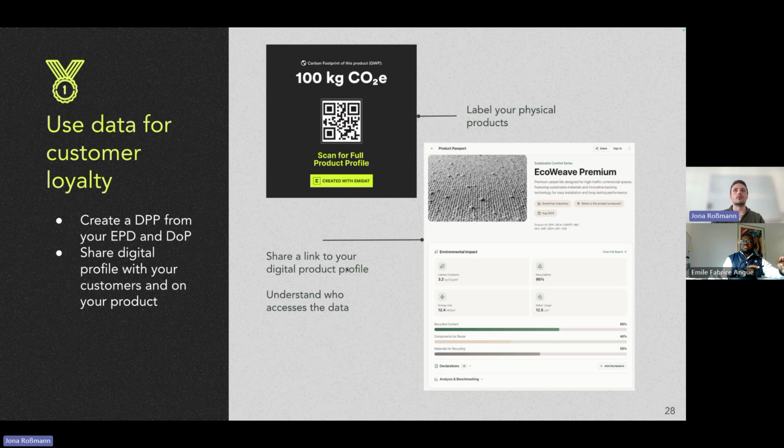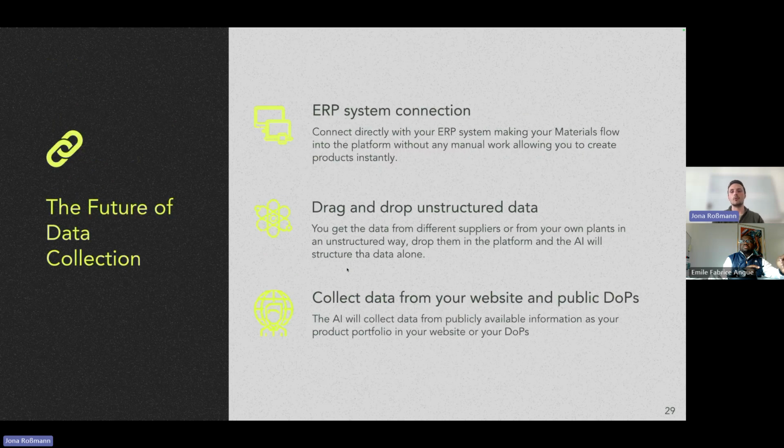And we also want to give you a short outlook on how we at EPD imagine the future of data collection. We pointed out 3 things. So first, I scratched already upon it, ERP system connection. We really want to make the materials flow into the platform without any manual work. So when you're interested in that, feel free to reach out. Second one, drag and drop unstructured data. So we really want to enable you as a manufacturer to directly drop your data as you have it available and let the platform figure out the rest, the structuring, the formatting, and so on.